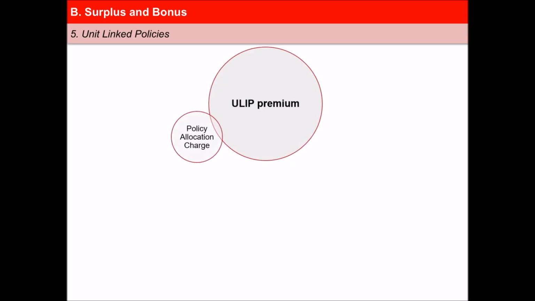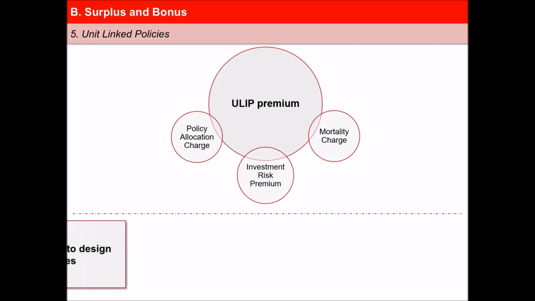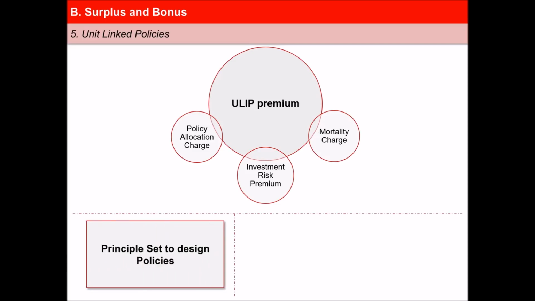Finally, let us look at unit-linked policies and its principles. ULIP premium comprises of policy allocation charge, investment risk premium, and mortality charge. They involve a different approach to design the products and follow a different set of principles, which are as follows. First, unitizing. The distinctive feature of these policies is that their benefits are wholly or partially determined by the value of its units credited to the policyholder's account at the date when the claim payment is due.